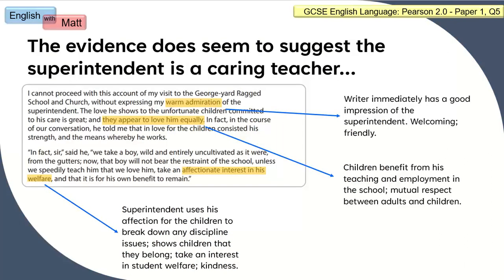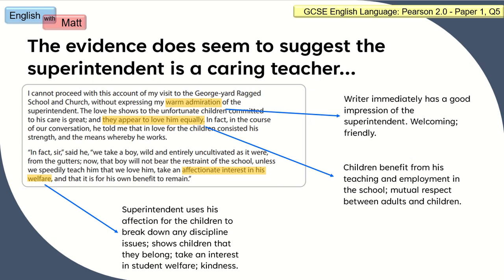So, warm admiration. The writer immediately has a good impression of the superintendent. He's welcoming, he's friendly to the children. He's not, for example, hitting the children. He's not using any kind of corporal punishment. He's impressed by what he sees, and more specifically, his view of the superintendent.